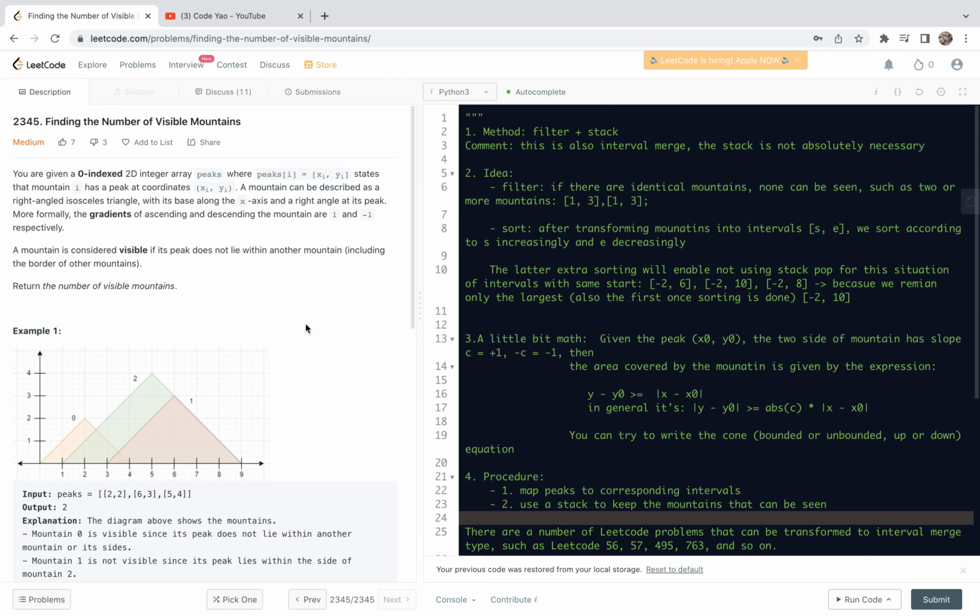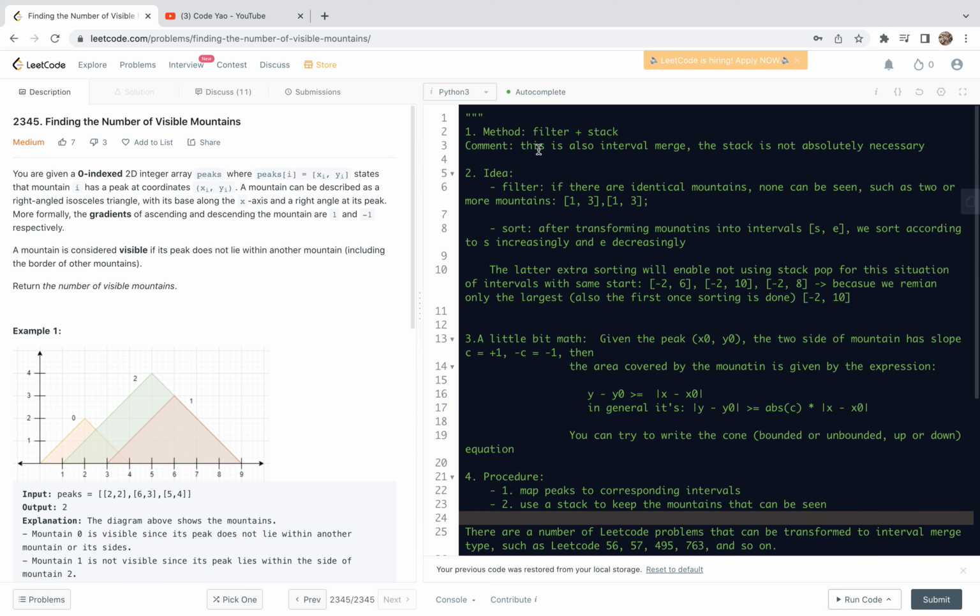Let's have a look at problem 2345 again, finding the number of visible mountains. In this video, we are going to share a solution based on filtering plus stack. In the previous video, we shared a solution by translating the current problem into the general line of idea for addressing the problem of interval merge type.